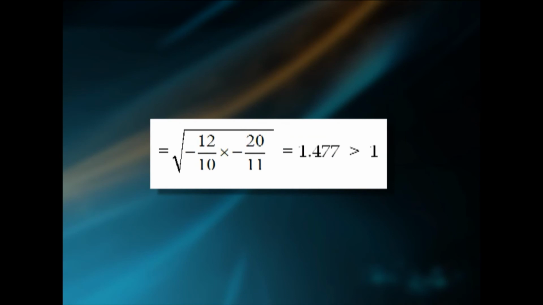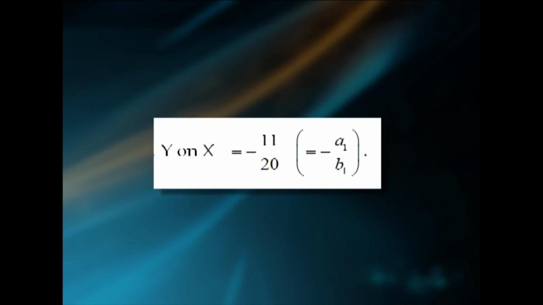Then square root of a1 b2 divided by a2 b1, that is equal to square root of minus 12 by 10 into minus 20 by 11, that is equal to 1.477, which is greater than 1. Hence, our assumption about the regression lines is not true. Now, 11x plus 20y plus 9 equal to 0 is the regression line y on x, and the line 12x plus 10y minus 3 equal to 0 is the regression line x on y.